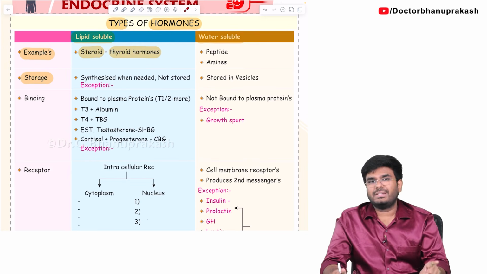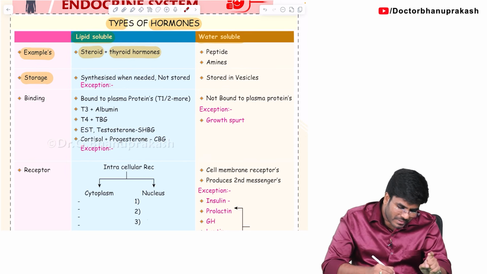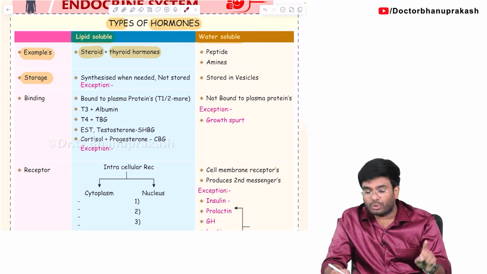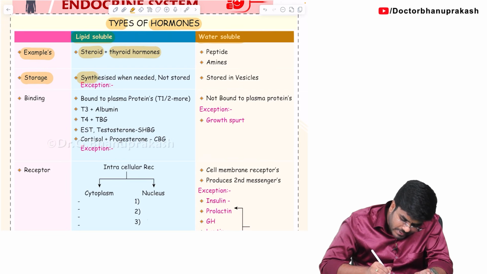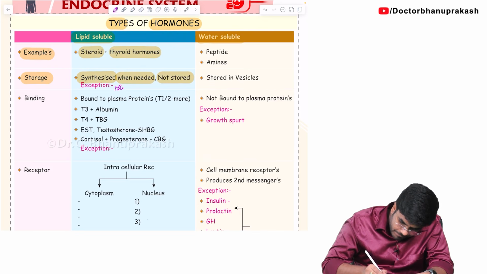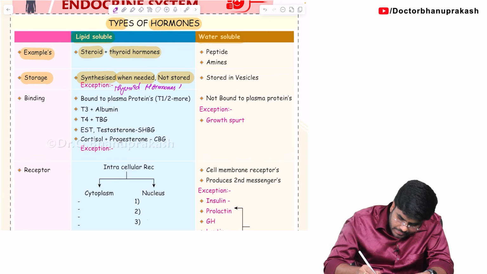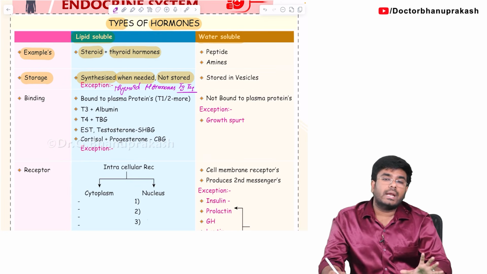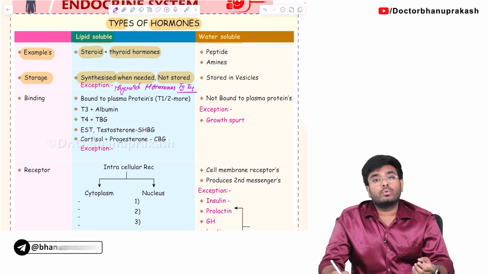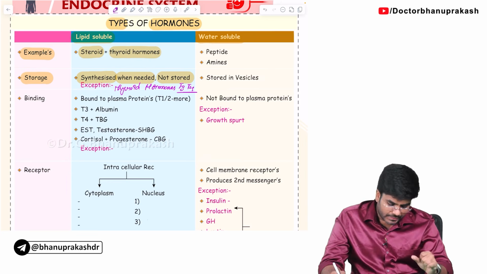But the one exception is the thyroid hormones. Thyroid hormones, even though they are lipid soluble, can be stored. Lipid soluble hormones are usually synthesized whenever there is a need and are not stored, and the exception is thyroid hormones like T3 and T4. This T3 and T4 can be stored in the thyroid gland, in a region called the colloid. They can be stored for almost 2 to 3 months. That's the one exception.